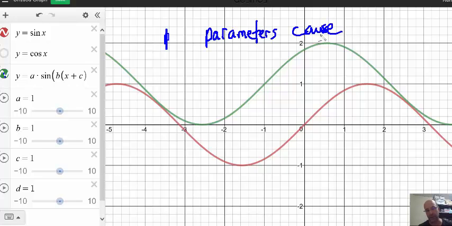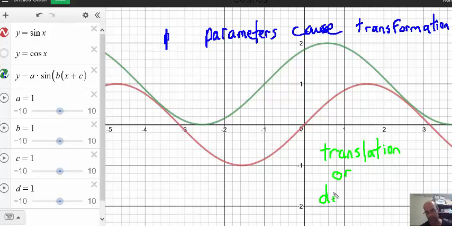Sorry, my stylus is not behaving. Cause, that word is cause. Transformations. Now, transformation can be a translation or dilation.